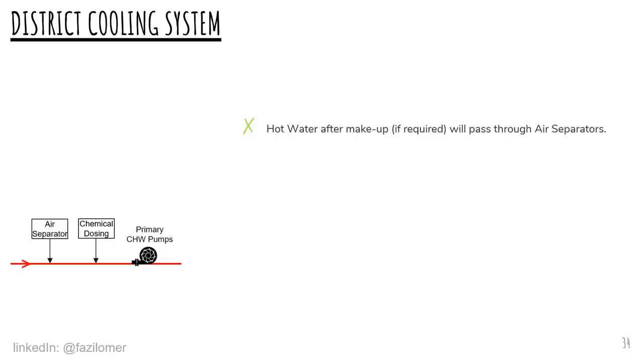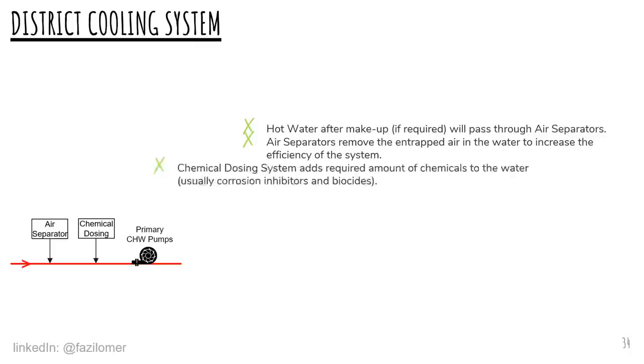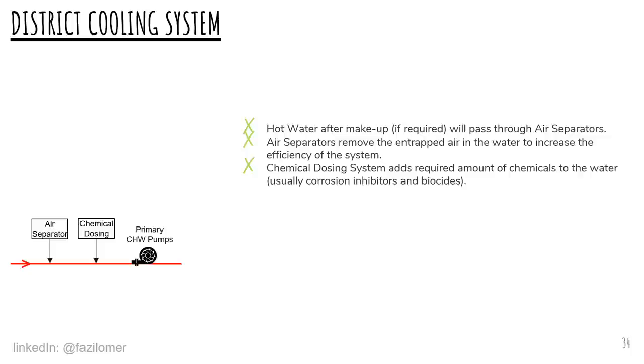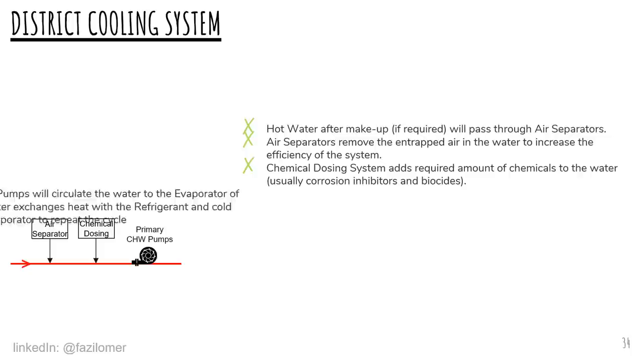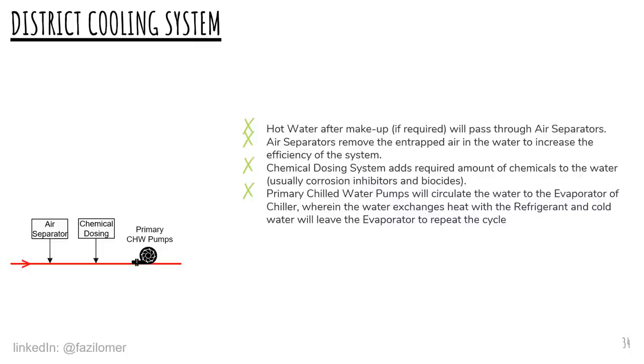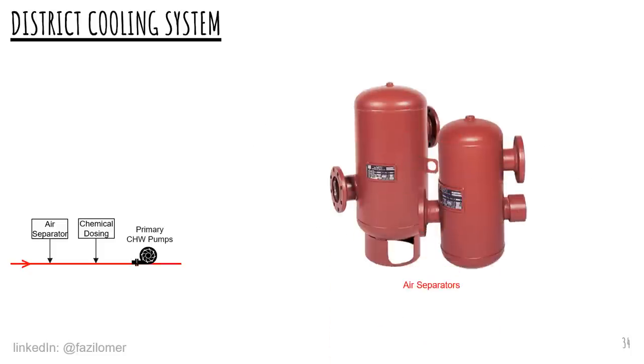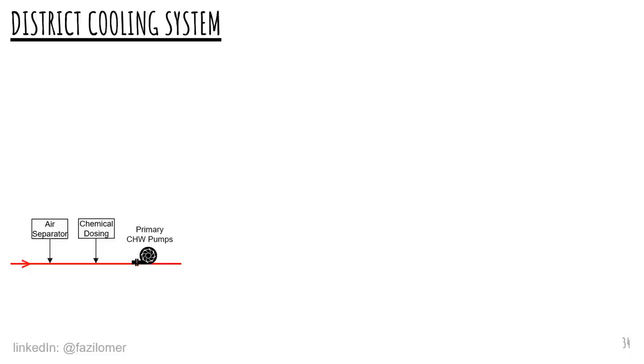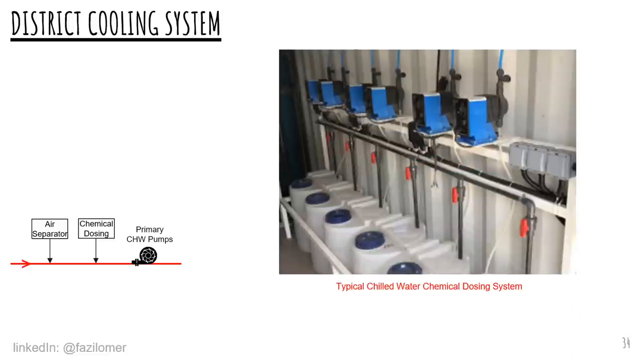Hot water after necessary makeup will pass through air separators. Air separators remove the entrapped air in the water to increase the efficiency of the system. The chemical dosing system adds the required amount of chemicals to the water, which are usually corrosion inhibitors and biocides. Primary chilled water pumps will circulate the water to the evaporator of the chiller, wherein the water exchanges heat with the refrigerant, and cold water will leave the evaporator to repeat the cycle. Sample picture below shows air separators. Typical chilled water chemical dosing system.